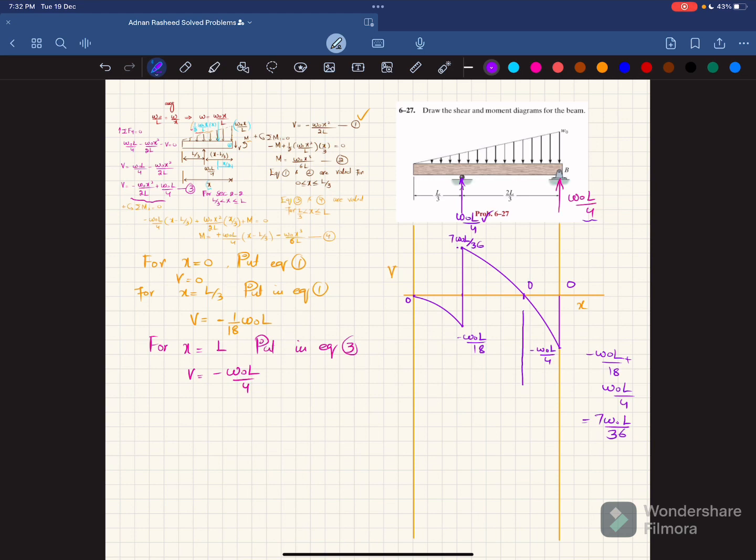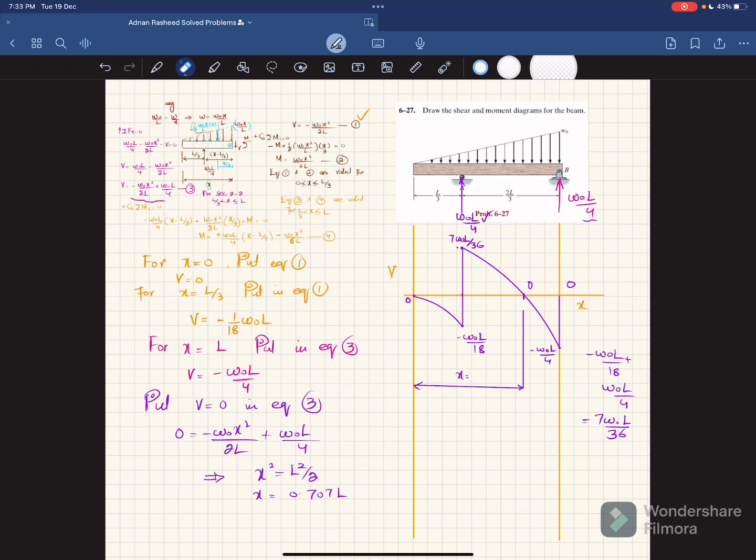Clear? And we will find the location where this shear force is 0, because at this location the bending moment will be the maximum. So you will find this value of x, which is not known. So what we will do is put V equal to 0 in equation number 3. So 0 will be equal to minus W naught x square over 2L plus W naught L over 4. So what we will get from here is x square equal to L square over 2, and x will be equal to 0.707 L. Clear? So this is x equal to 0.707 L. You can put this value of x in equation number 3, so you will get V equal to 0.